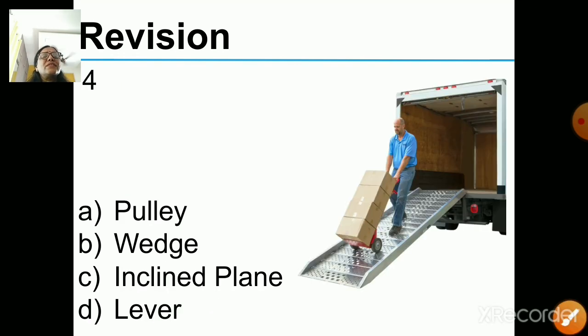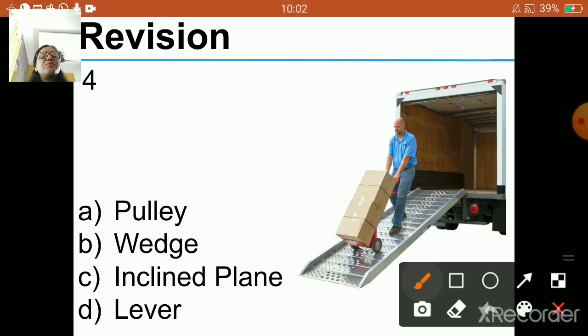Yes. Next one, again you see the options. Is it pulley? See, the man is carrying the load, but he is doing it very easily. Why? Because of this machine. And which is this machine? This is inclined plane. It is not pulley nor wedge, neither lever. Because of inclined plane, the man is very easily carrying the load downwards.